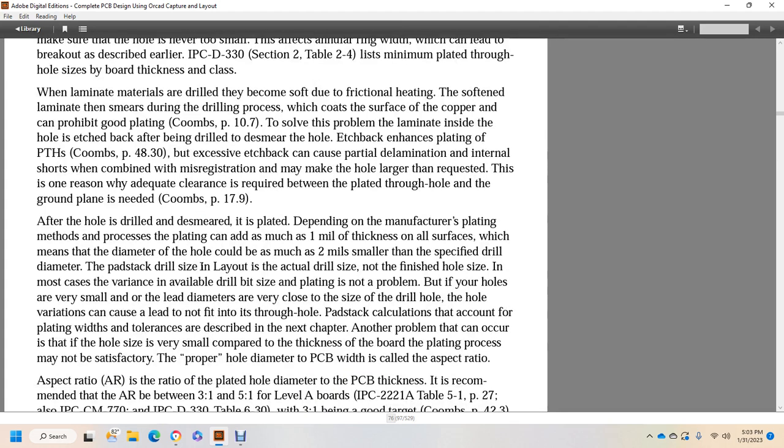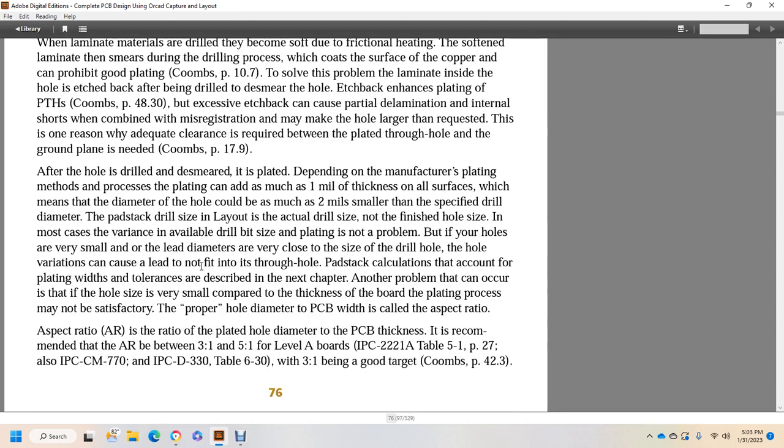After the hole is drilled with the smear removed, it is plated. Depending on the manufacturer's plating method, the process of plating can add as much as 1 mil thickness on all surfaces, which means the diameter of the hole could be as much as 2 mils smaller than the specified drill diameter. Pad stack drill size in layout is the actual drill size, but not the finished hole size.